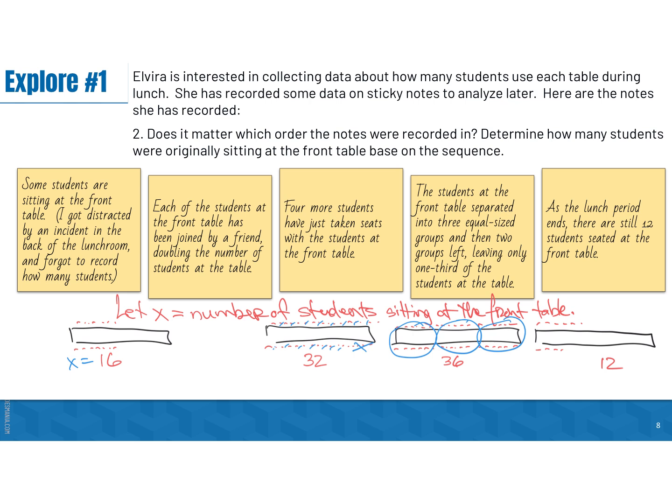Okay, so let's actually write an equation about the sticky notes, right? So we started with 12, and eventually we solved it. X is going to equal 12. Okay. And then let's figure out, so we went with 12, and this says at the front of the table, separated into 3 equal size groups, and then 2 groups left, leaving only 1/3 of the students at the table.